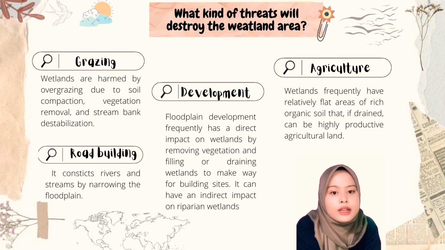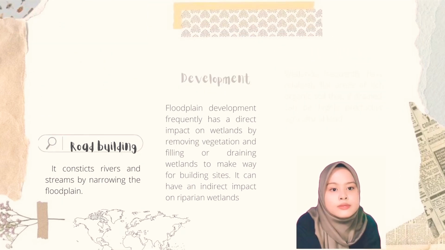Then is agriculture. Wetlands frequently have relatively flat areas of rich organic soil that, if drained, can be highly productive agricultural land. It constricts rivers and streams by narrowing the floodplain.